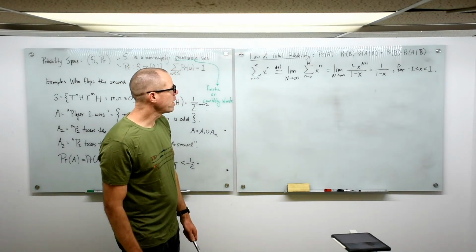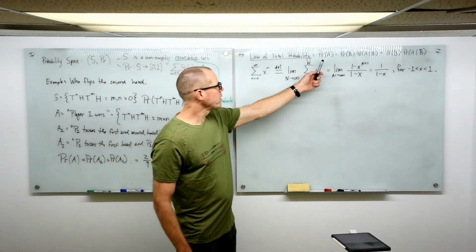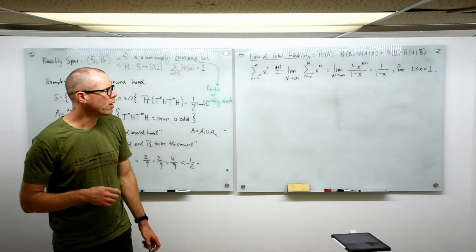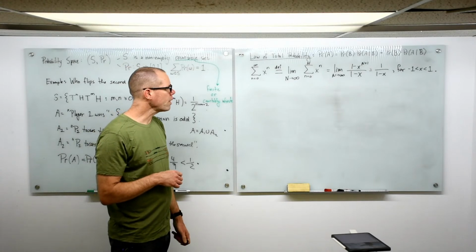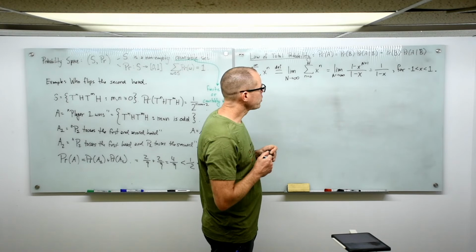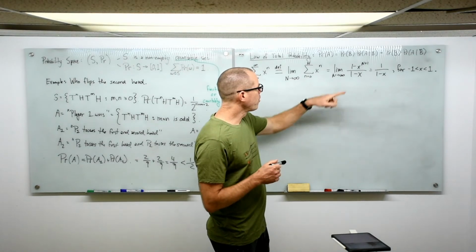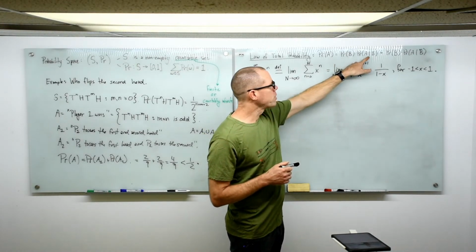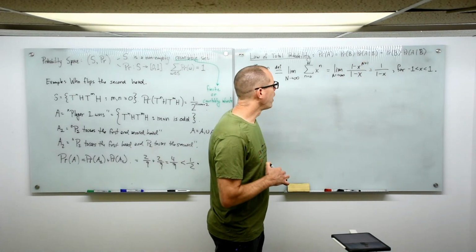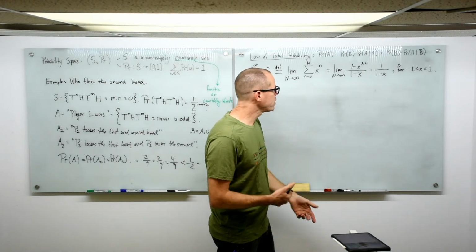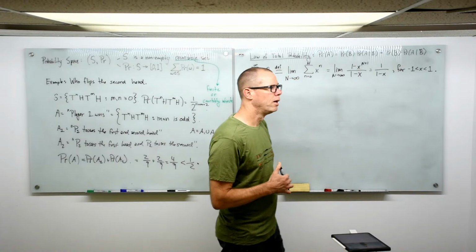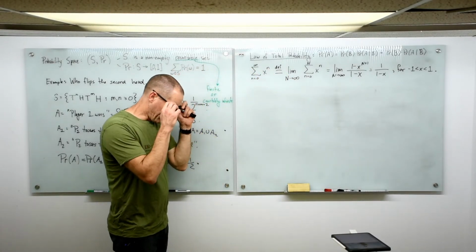So it says that if I have some events A and B, the only condition is that the probability of B should not be equal to 0. Then the probability of A is just the probability of B times the probability of A given B, plus the probability of not B times the probability of A given not B. Okay. So you think of it this way.